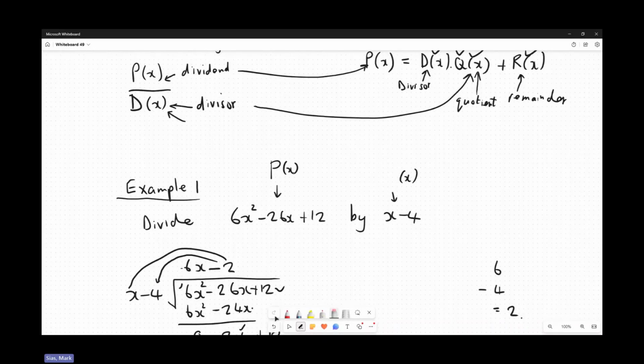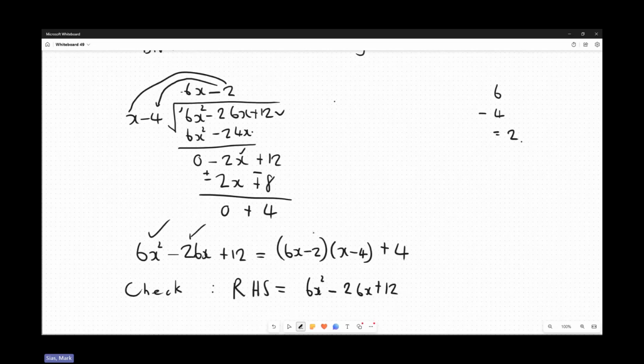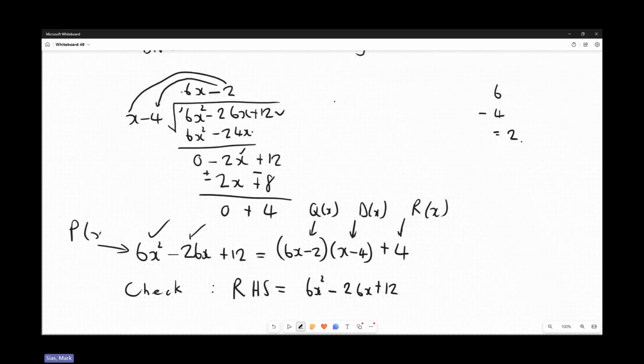And our divisor, according to your book's way of handling this, they call this one D of X. And my Q of X will be this one. Yeah, this will be my Q of X, my quotient. This is my D of X. This is my R of X, although it doesn't depend on X, but we just write it down. And this is my polynomial P of X.